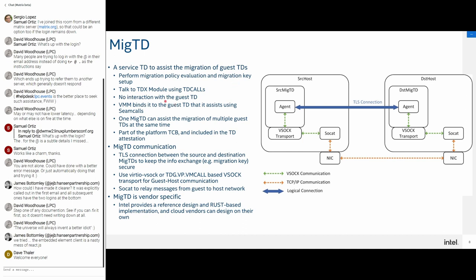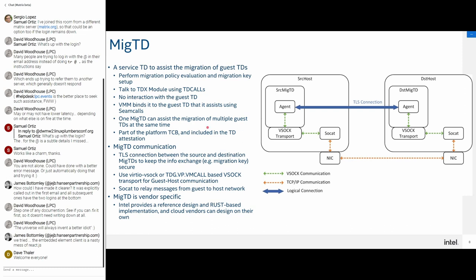It talks to the TDX module using the TD call. And also, it doesn't need to have any communication with the guest TD. So the guest TD is not aware of this MicroTD. And when migration starts, the VMM binds it to the guest TD that needs to be migrated.